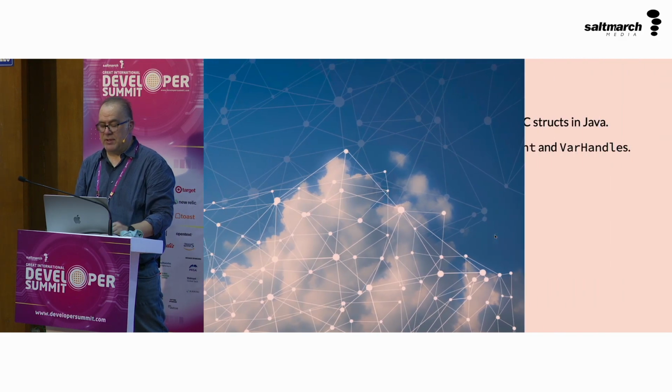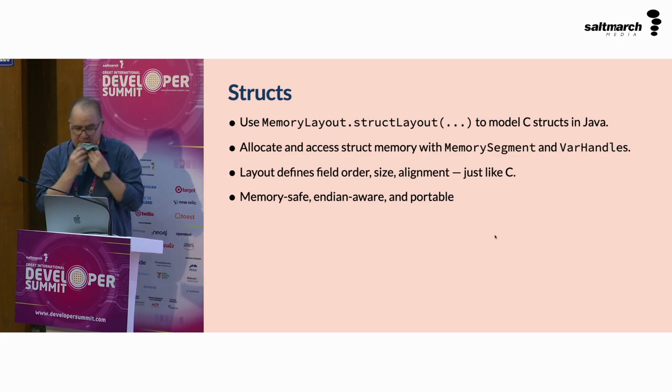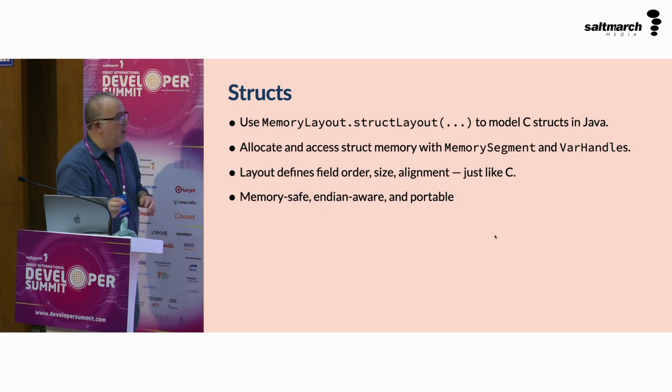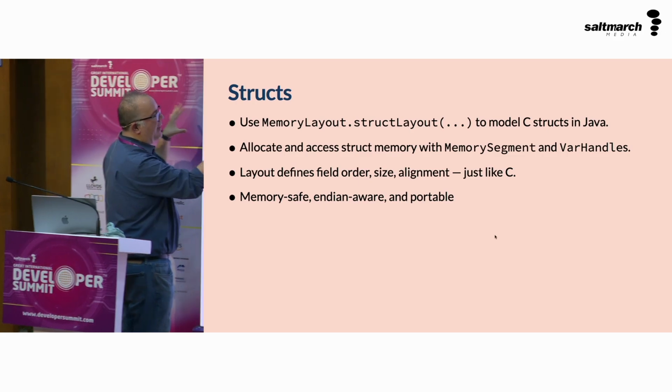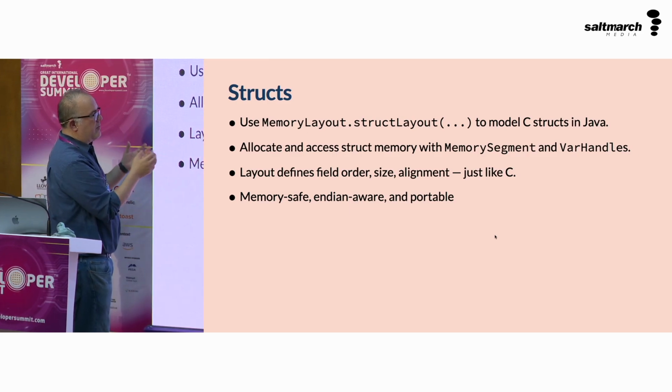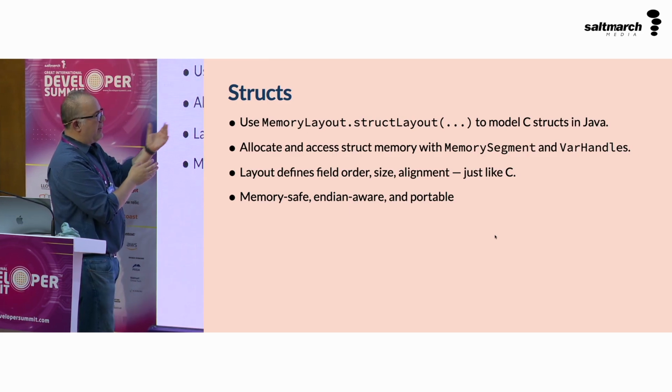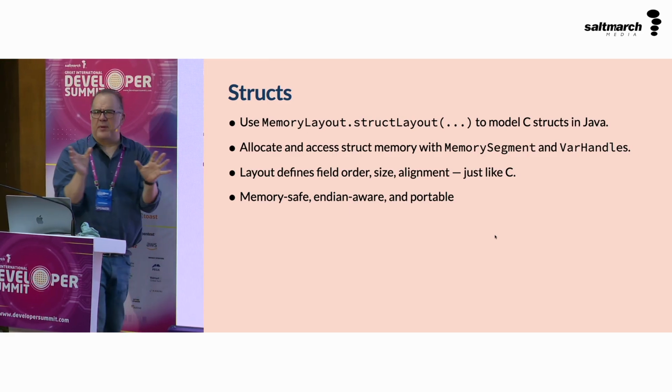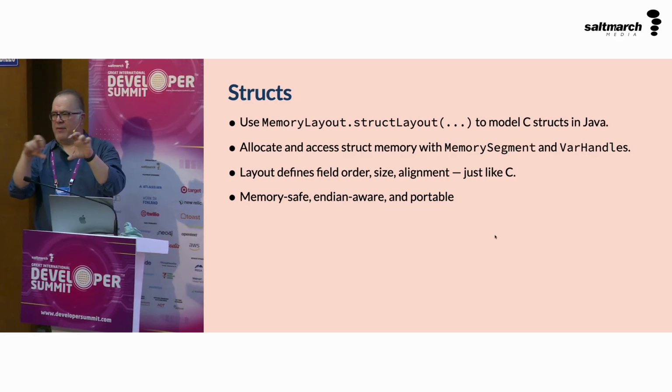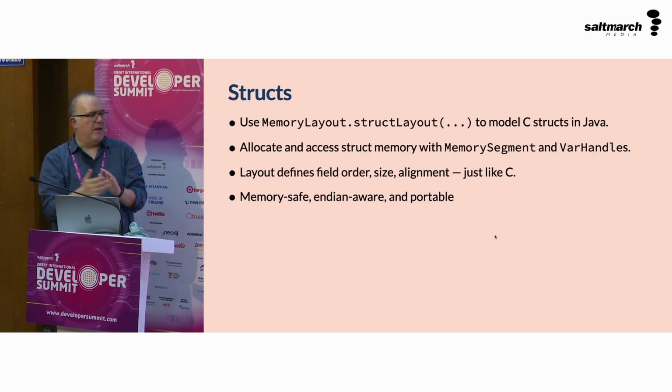Structs. So in C, there are structures associated with it. For something like that, you can use memory layout, struct layout to construct C structs in Java. You allocate and access struct memory. Everyone knows what a struct is, right? A struct, and you have the fields associated with it.